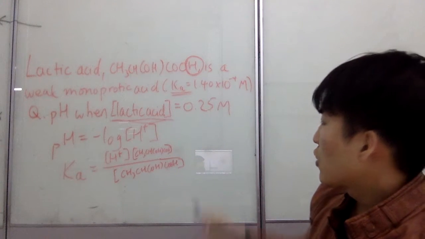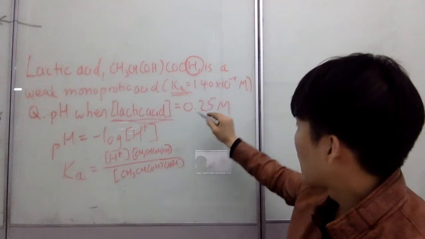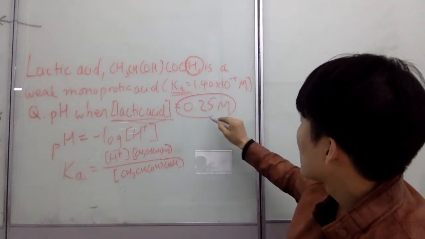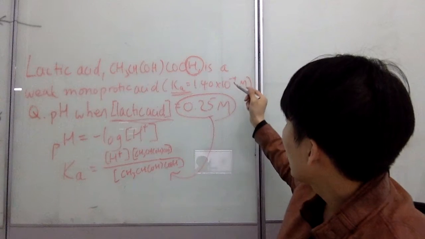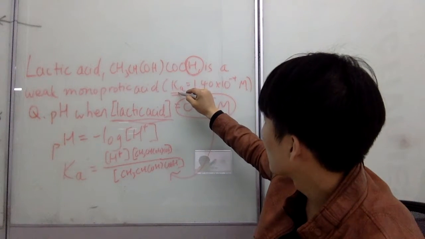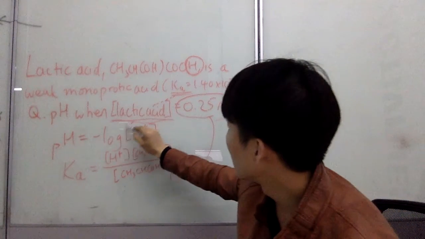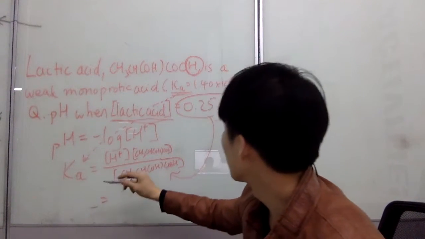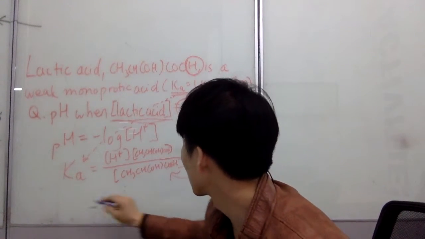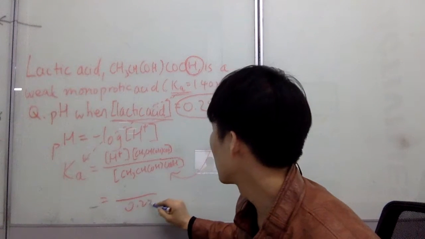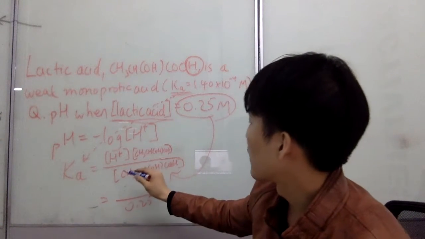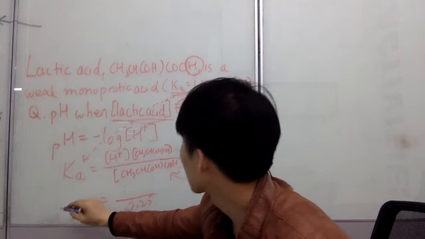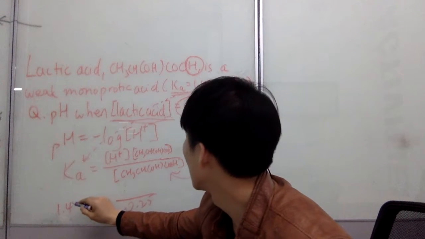We know the value of the lactic acid concentration, and we know the Ka value. With that, 0.25 equals the top, and Ka is 1.4 times 10 to the minus 4.